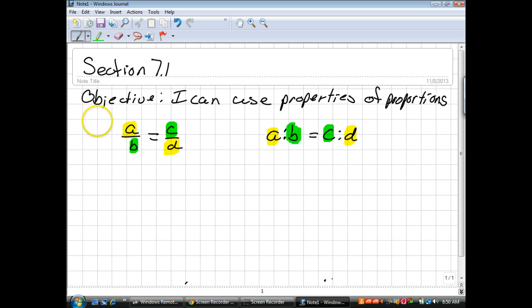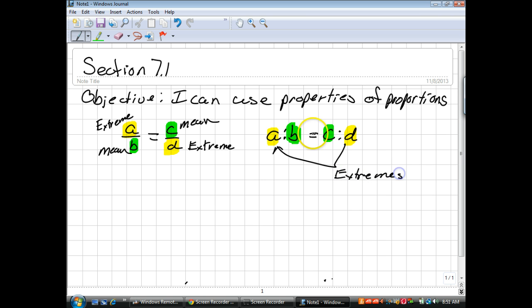Okay, so this is an extreme, this is an extreme, this is a mean, and this is a mean. Over here, the two outside ones are the extremes, and the middle ones are the means. Okay.